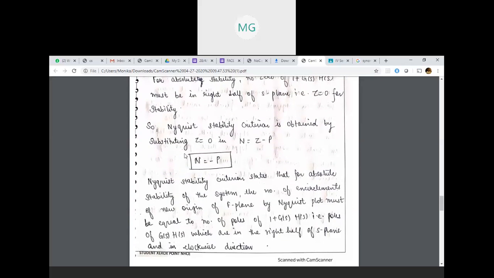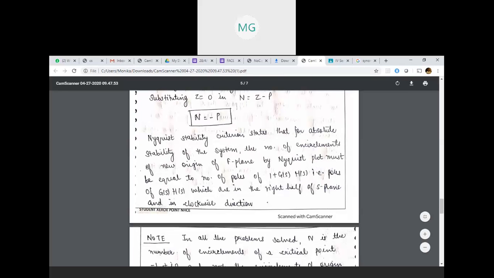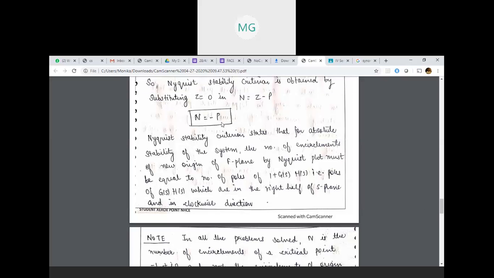I have written here, Nyquist stability criteria states that for absolute stability of the system, the number of encirclements of the origin of the F plane by the Nyquist plot must be equal to the number of poles of 1 plus GH, which are in the right half of the S plane. What is P here? Number of poles of 1 plus GH or GH, which are in the right half of the S plane and in clockwise direction. Clear? N should be equal to minus of P. P is the number of poles of 1 plus G into H or G into H, which are in the right half of the S plane in clockwise direction.